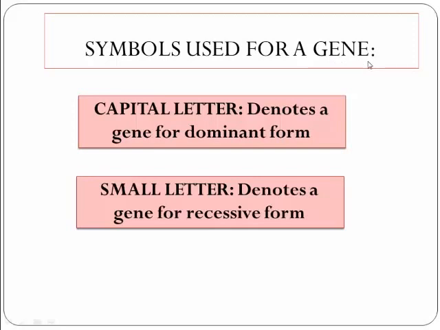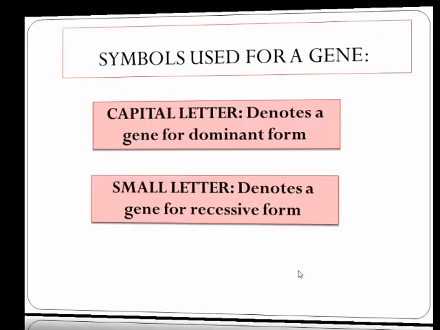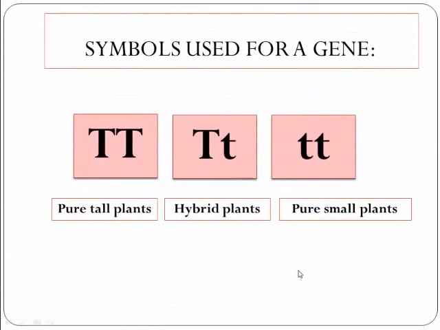Now, when Mendel was performing his experiment, the term gene was not coined at that time. So, Mendel used certain symbols to denote gene. They were as follows. Capital letter denotes a gene for dominant form, and small letter denotes a gene for recessive form.